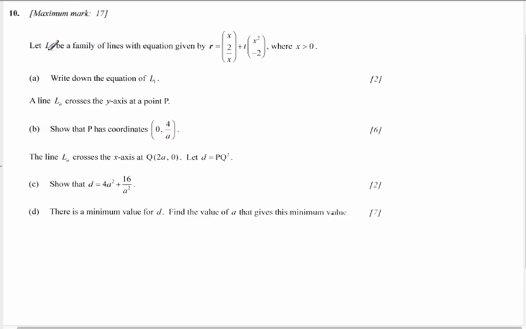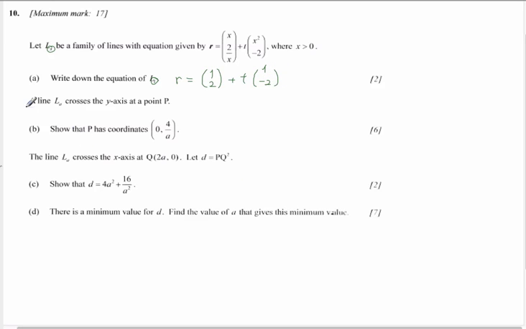Let L sub x be a family of lines with equations given by r is equal to (x, 2 over x) plus t times (x squared, negative 2), where x is greater than 0. Okay, write the equation of L1. That means you replace x with 1. So r should be (1, 2) plus t times (1 squared, negative 2).